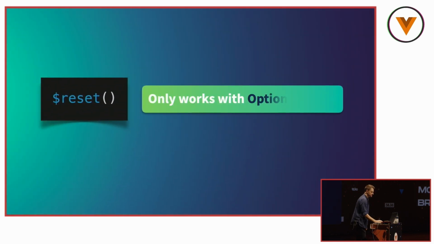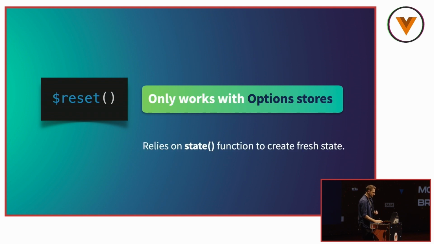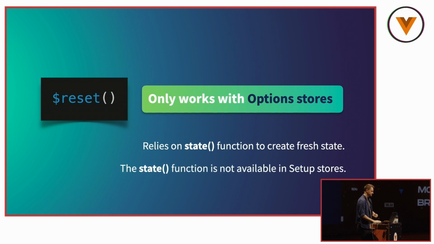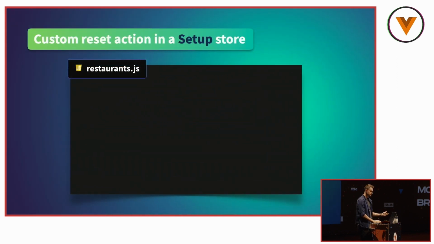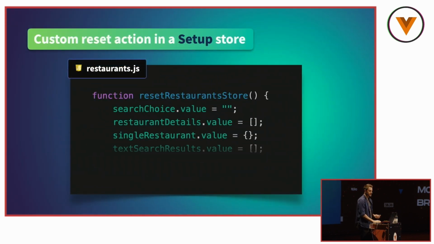As I mentioned before, the reset method is not available with the setup stores. And that's because the reset method relies on the state function to create a fresh state. So it's replacing the store.state with a new one, but we don't have access to that state function in the setup store, so we can't use it as such. But there's a workaround. We could just make our own custom reset action that maybe looks something like this instead, and then call that where and when we need it.